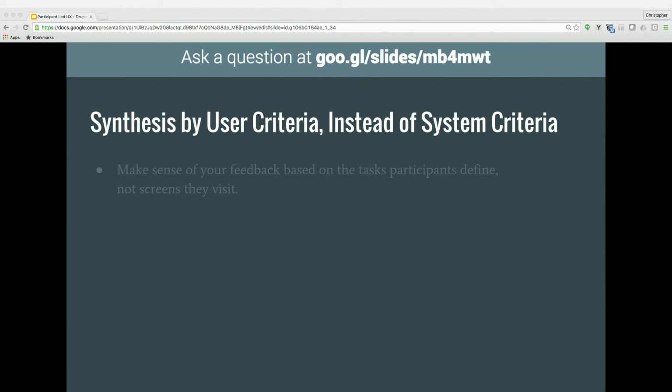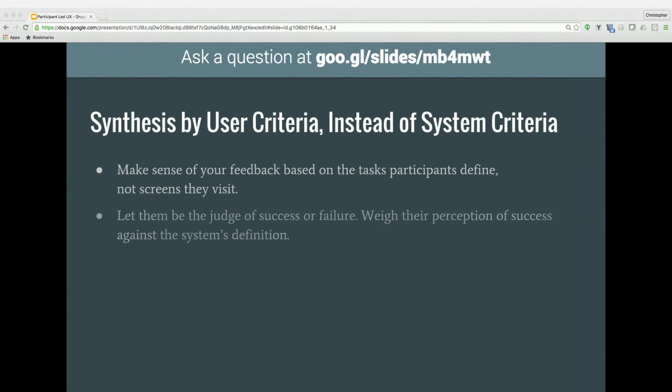Synthesis by user criteria instead of system criteria. You make sense of your feedback based on task and the participants' defined goals, not the screens they visit. You're going to make sense of this based on what they told you is good or bad, not what you presumed is good or bad. And you're going to match up your original assumptions with what you've learned. You're going to let them be the judge of success or failure. You're going to weigh their perceptions of success against what you thought success was going to be.